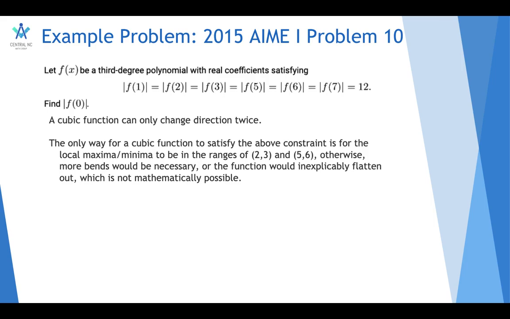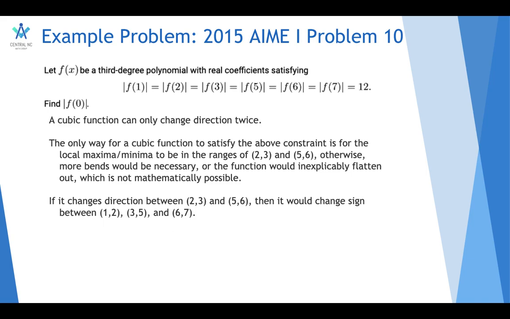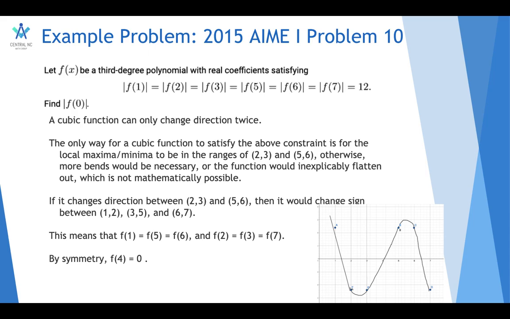Yes, you're going to get flattening out. And if it changes direction between 2 and 3 and 5 and 6, then it would change sign between 1 and 2, 3 and 5, and 6 and 7. And I have this helpful little diagram here that is expertly drawn by me on some coordinate plane. I do not remember the website. I'm sorry. It might be GeoGebra.